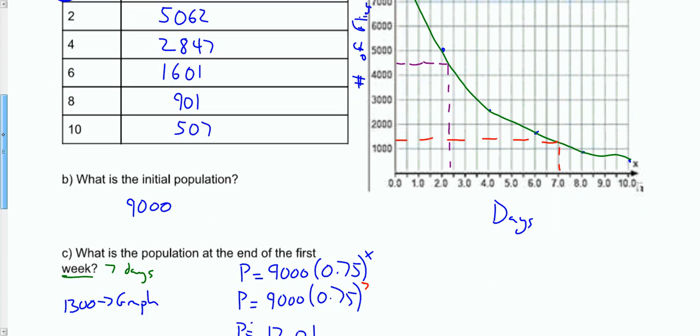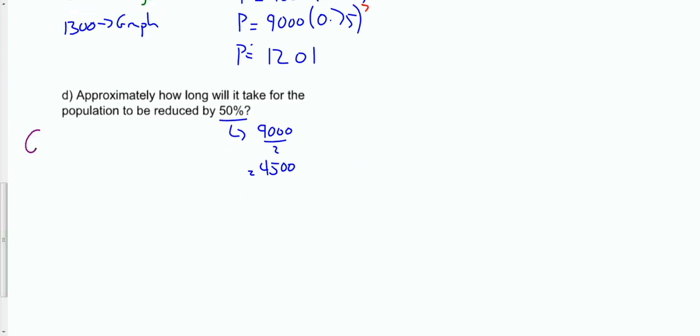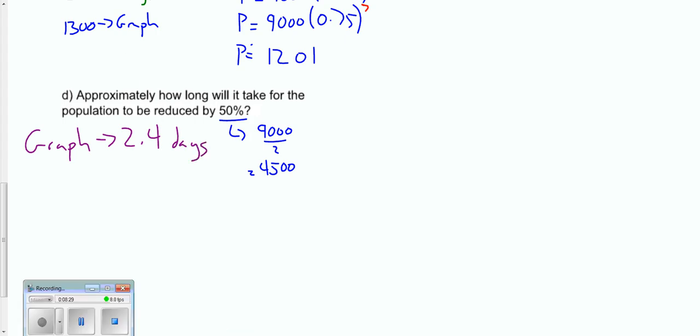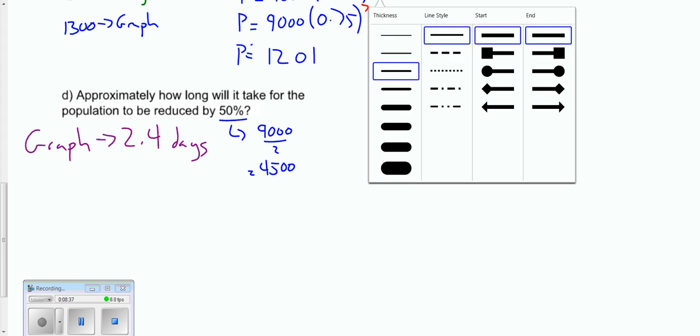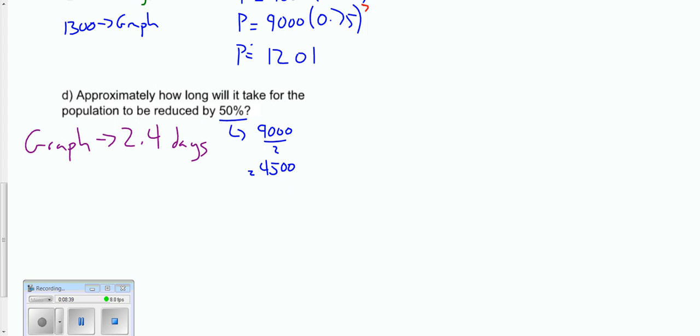Okay, so it's going to actually be based on my graph. Okay, it's going to be about 2.4 days. Now, that's how you figure it out using your graph. There is, however, another way that you can do it that's even more accurate, and to do it, use something called a logarithm. And I'm going to quickly show you how to do that because I think it'll be really useful and it is a good time saver.